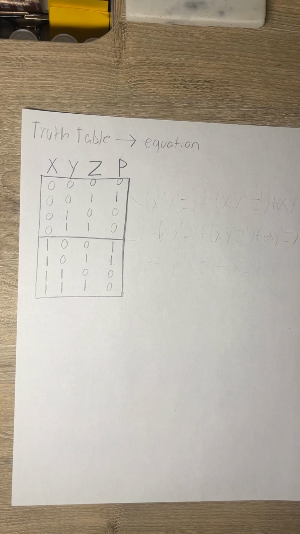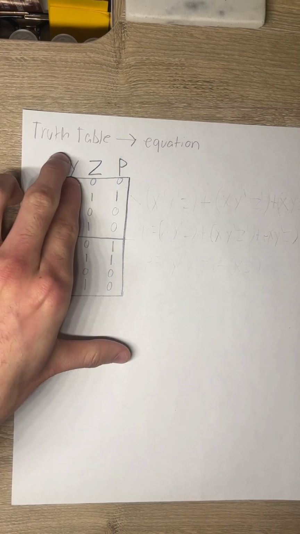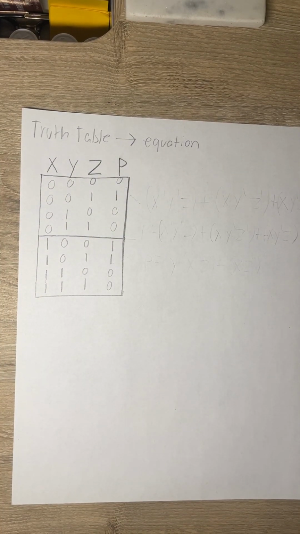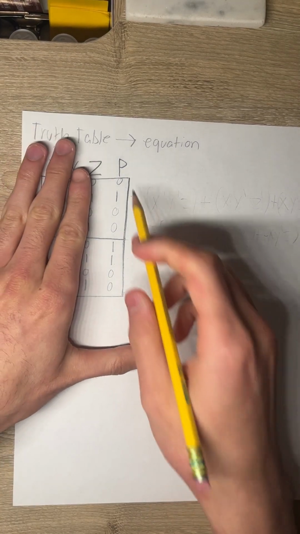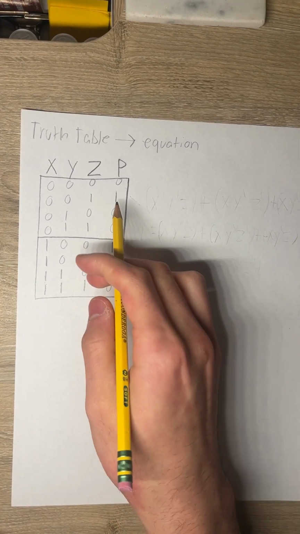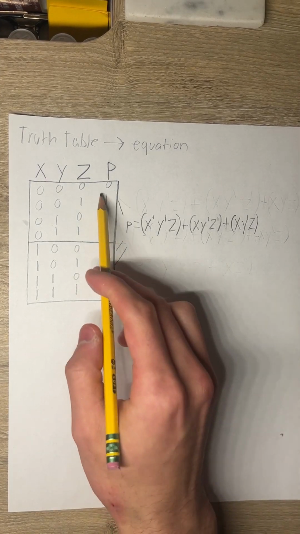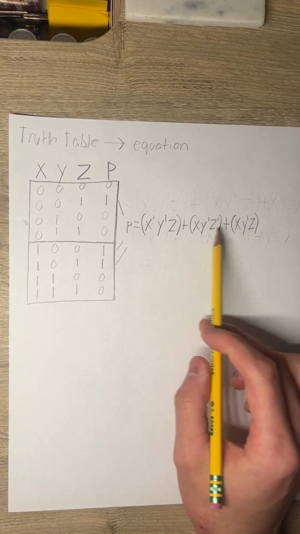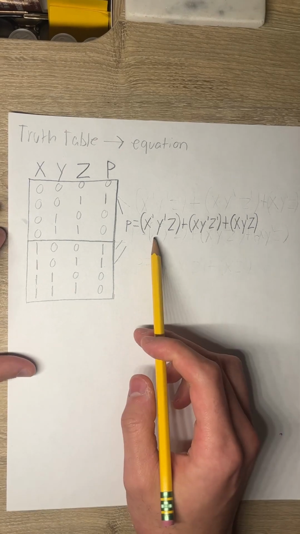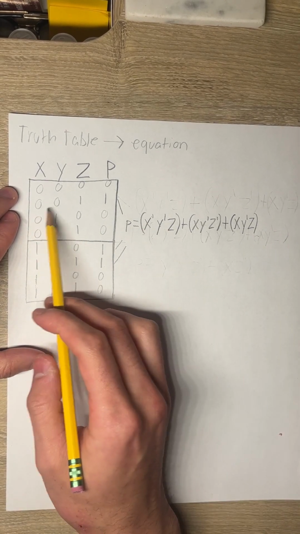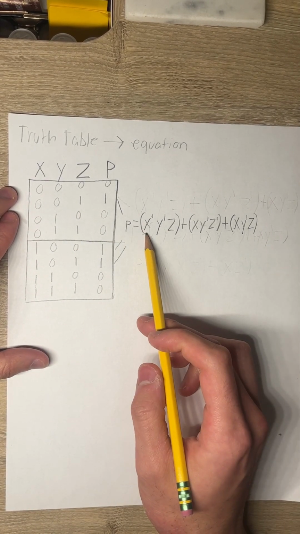In our first example, we'll be translating this truth table to an equation. First things first, we look at the rows where p equals 1 and use those values to make our canonical equation. As you can see, 3 ones leads to 3 minterms. Our first example here is 0, 0, 1, 0, 0, 1.